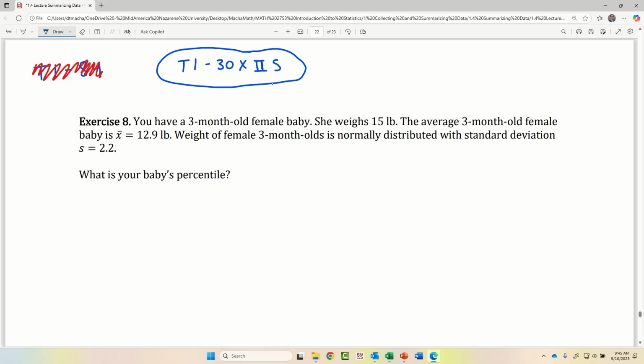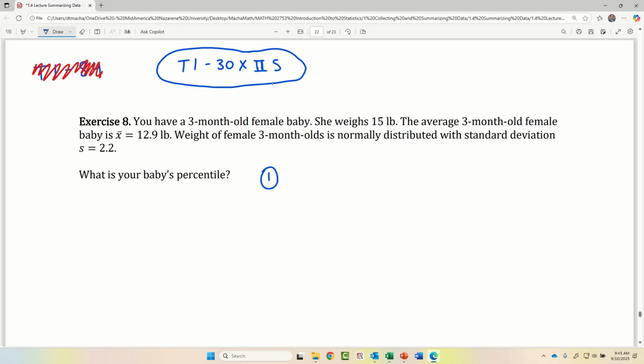Suppose you have a 3-month-old female baby. She weighs 15 pounds, and the average 3-month-old female is 12.9 pounds. The weight of female 3-month-olds, let's suppose, is normally distributed with a standard deviation of 2.2. The question is asking, what is your baby's percentile?